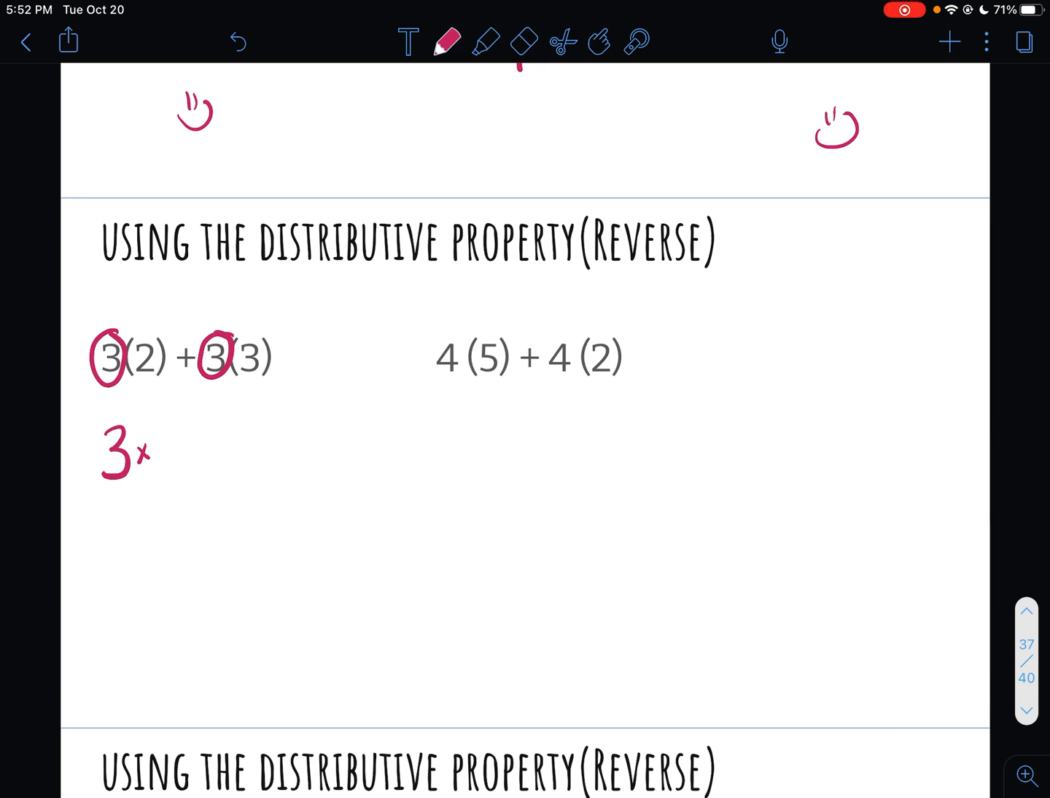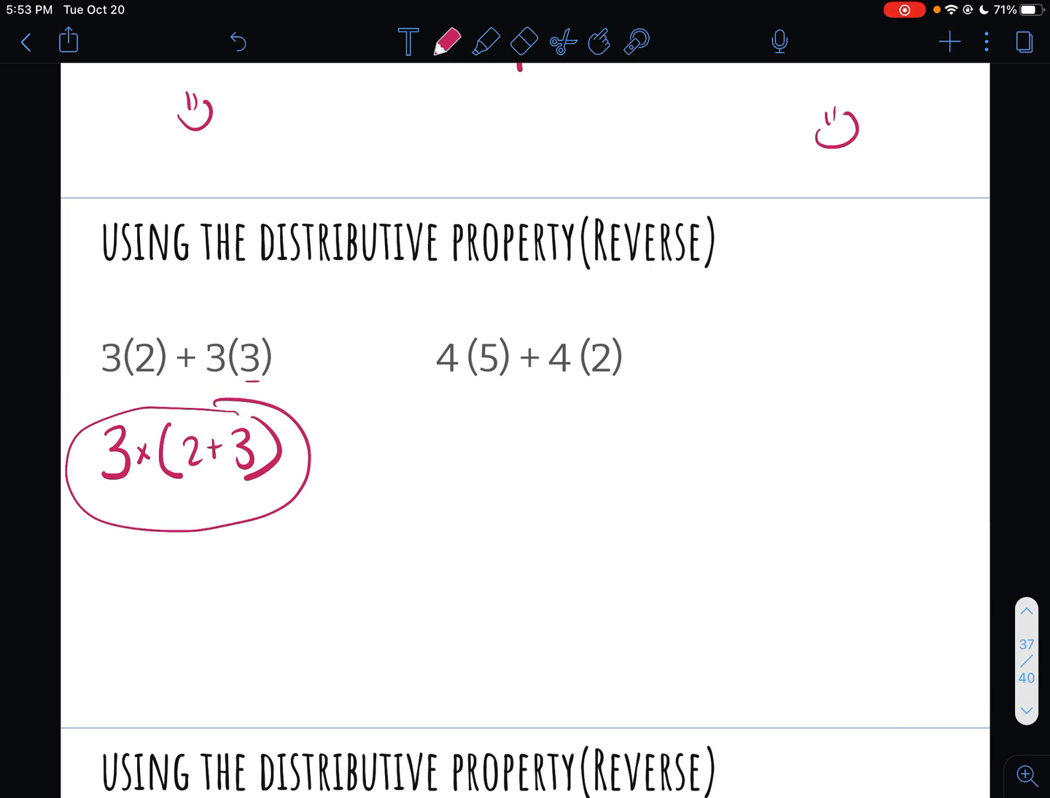And then whatever is left after you circle those 2 goes inside the parentheses. 2 plus 3 goes inside. Okay? So that's just like undoing the distributive property. Because if I would redo it, it would be 3 times 2 plus 3 times 3. Which is what we started with, okay? So it's kind of like going in reverse, which is a little different than what I think you did last year. So that's what I'm looking for.